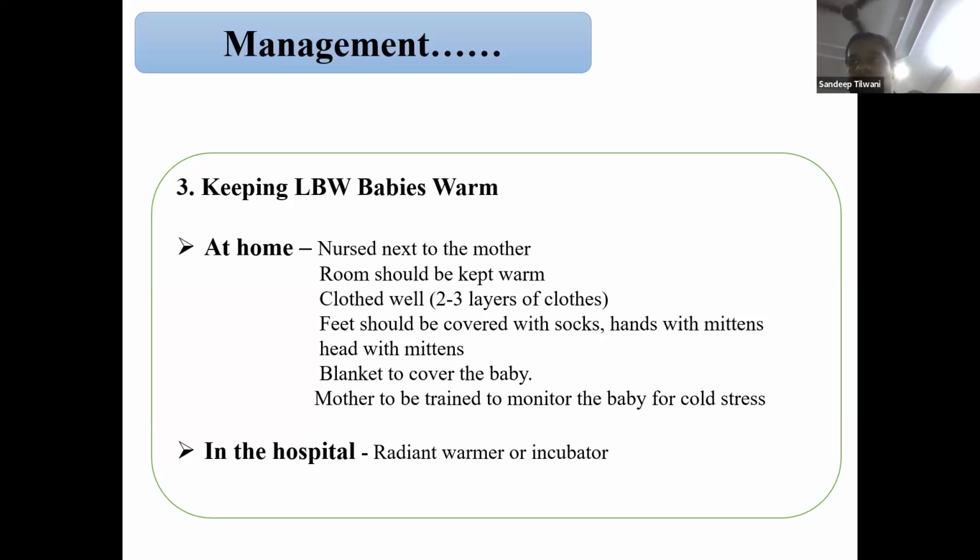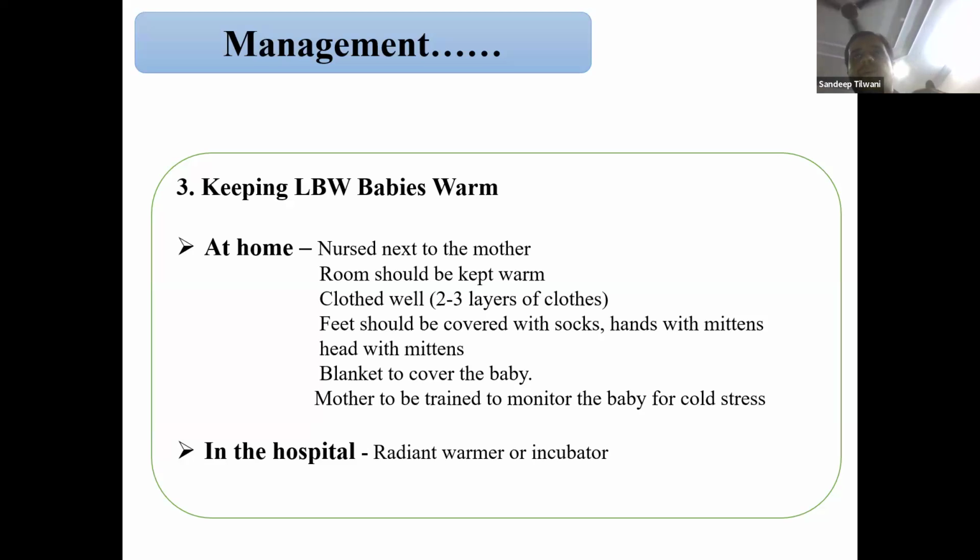Whenever you are asked about the care of low birth weight babies, thermoregulation would, I think, be the first point you should focus upon because these babies, as I told you, have a very thin skin, less subcutaneous fat, less brown fat, and a higher body surface area. Because of all these handicaps, they are at high risk for hypothermia. Until and unless you take care of the thermoregulation, you are not going to ensure good outcomes for these babies.